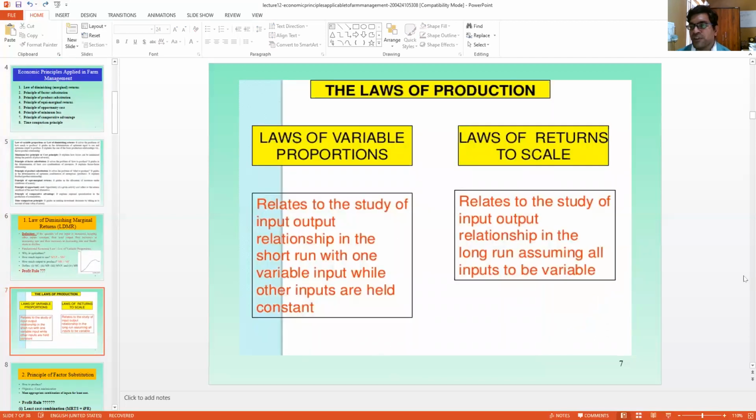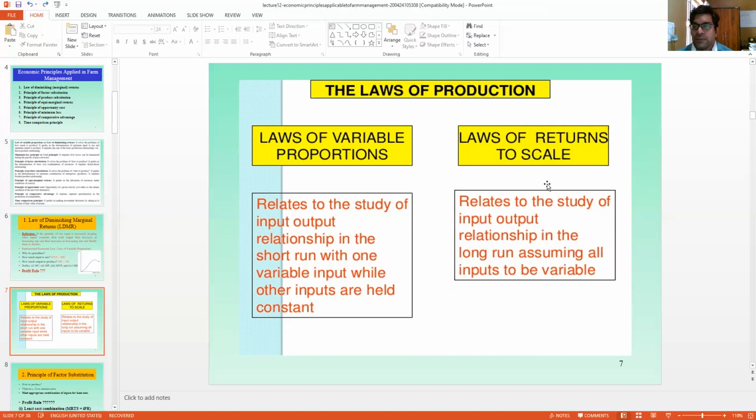Here we should be observing two things: the law of variable proportions as well as the law of returns to scale. Here, we are keeping only one input variable and fixing other inputs constant, then seeing the behavior of output. So what is the behavior of output when only one input is variable and other inputs are constant? This is called the law of variable proportions.